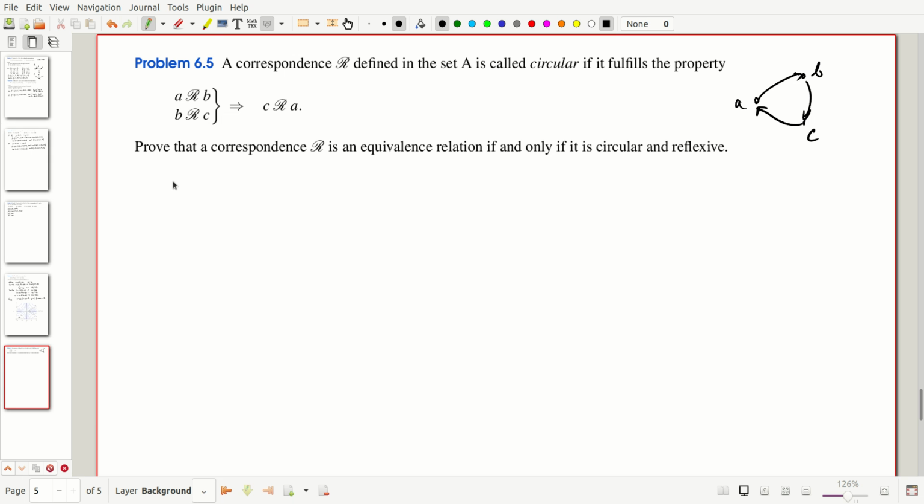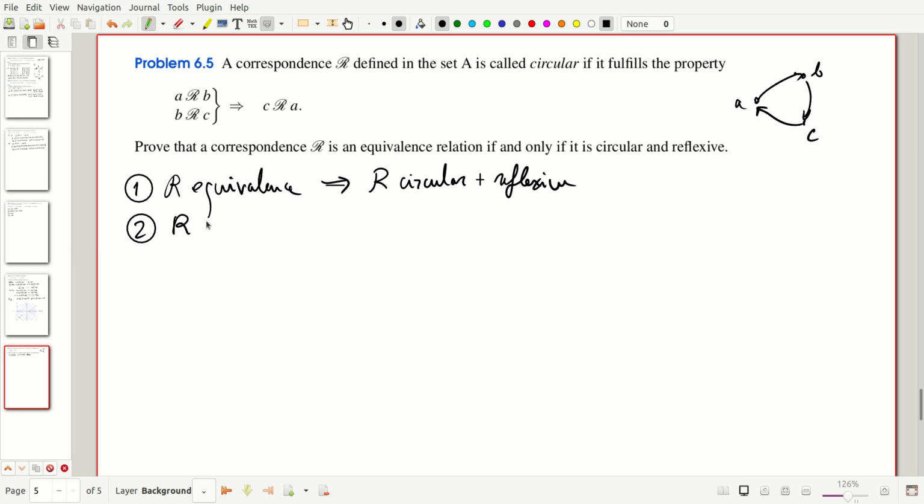So first we have to assume that R is an equivalence relation, and then prove that R is circular plus reflexive. And second, we need to prove that if R is circular plus reflexive, then it's an equivalence relation.